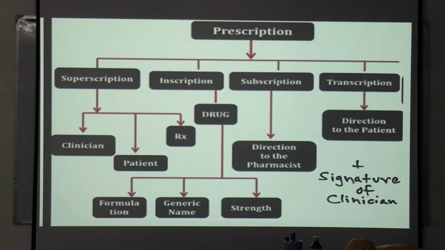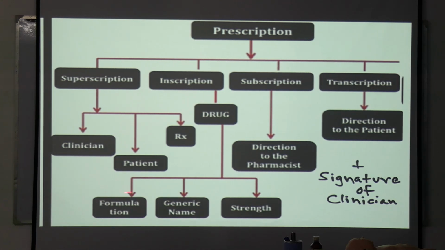And the inscription basically has the details of the drug that is being written. Drug. As I said, in a viral fever, a doctor has prescribed only paracetamol tablet when temperature rises above 100 degree Fahrenheit. Here, what is the drug? Tablet paracetamol 650 milligram. This is the detail of the drug. Tablet paracetamol 650 milligram, that is the inscription. The details of the drug that is being prescribed.